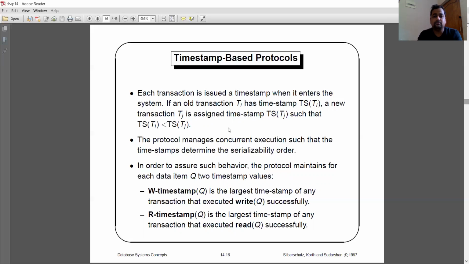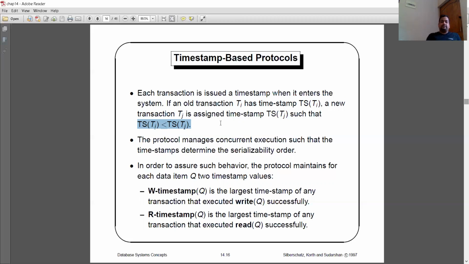So we have two transactions, one is Ti, another one is Tj. Let us check what conditions are associated with these transactions Ti and Tj. If an old transaction Ti has timestamp TS(Ti), and a new transaction is Tj, then we can write TS(Ti) is less than TS(Tj).